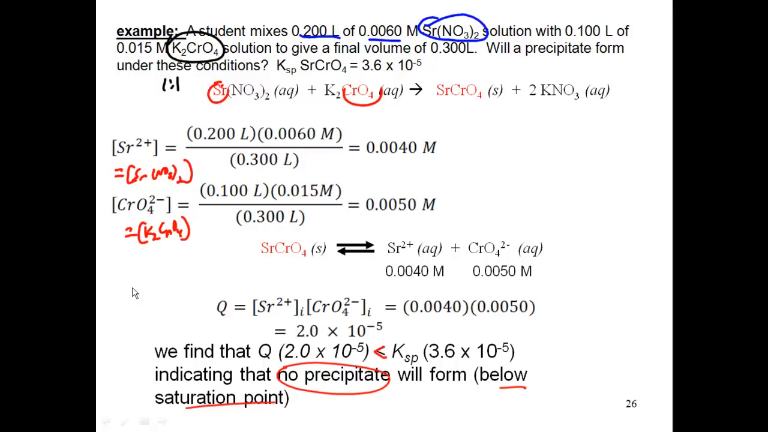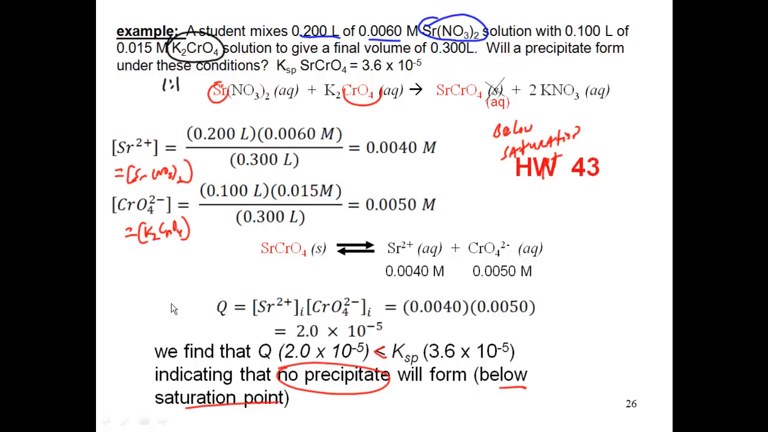Since I'm below the saturation point, to be correct, I would take that solid in my equation and convert it to aqueous. Therefore, there would be no precipitate formed in the problem the way it's posed in this case.